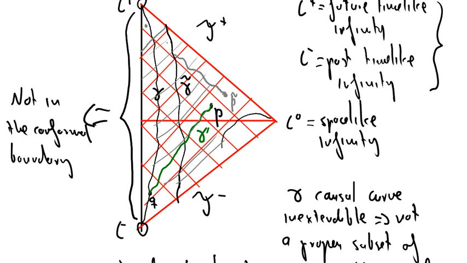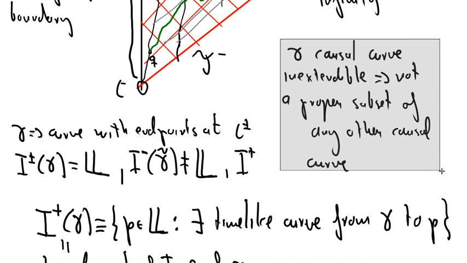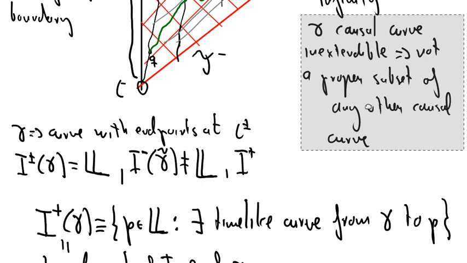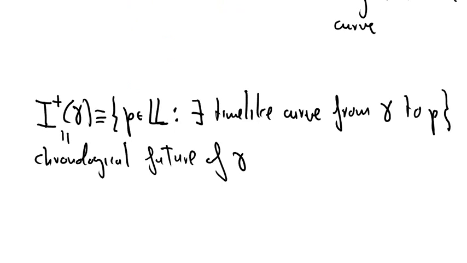So it means that for gamma tilde, we have the property that the chronological past is not the whole L. And something similar happens for the chronological future, okay? So it turns out that when this happens, we say that the curve gamma tilde has a particle horizon. I'm just going to take this away and so I'm just putting this here.